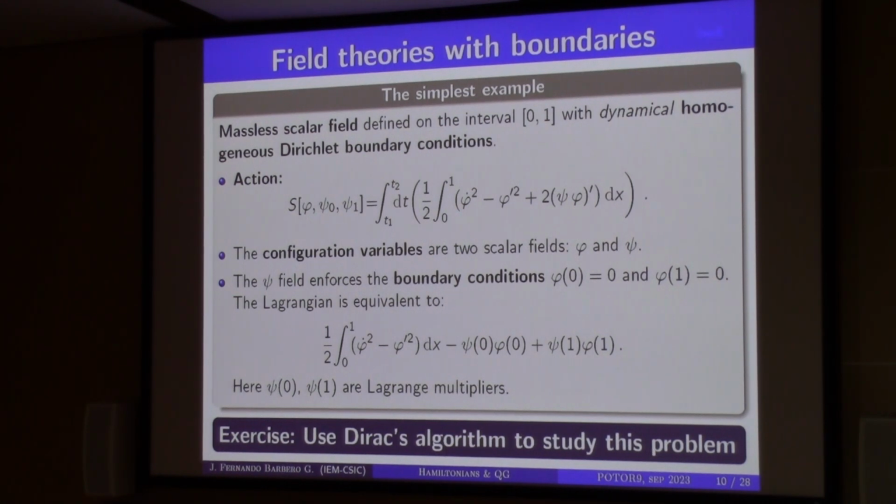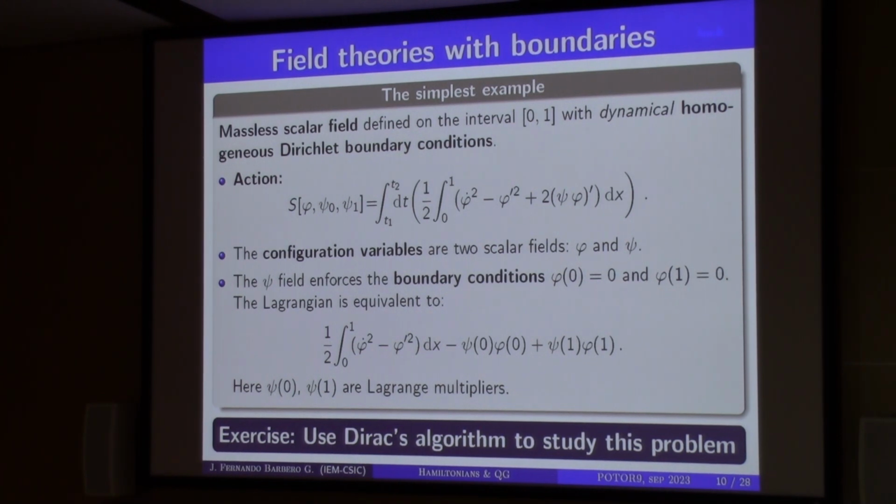Okay? So let me illustrate all these things with a very simple example, which is the following one. Let's consider a massless scalar field. You find an interval, so you have a spatial manifold, which is one-dimensional, but has boundaries. And let me introduce boundary conditions, so the Dirichlet homogeneous boundary conditions, in the following way. Instead of just saying from the start that the configuration variables are some scalar fields that vanish on the boundary, I will consider arbitrary scalar fields in this interval.